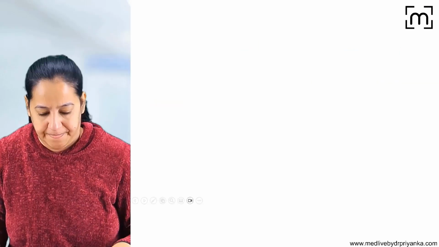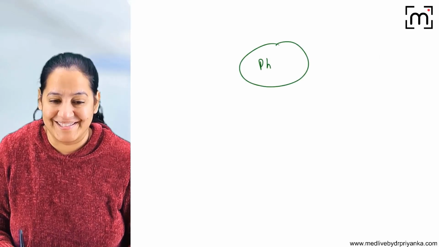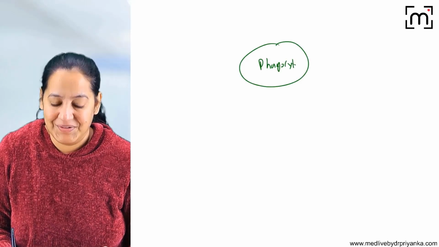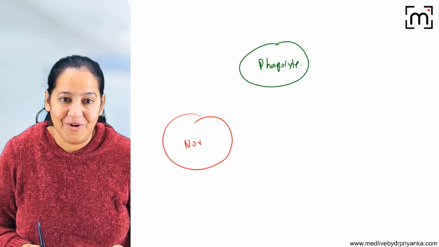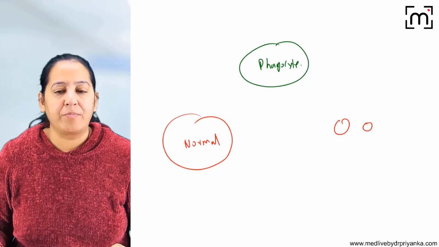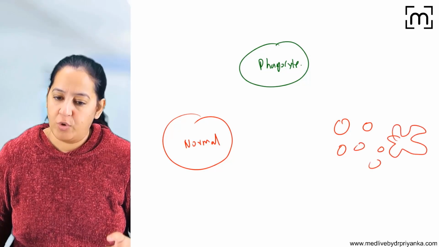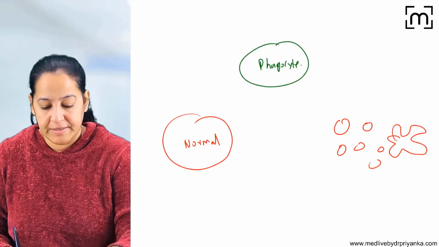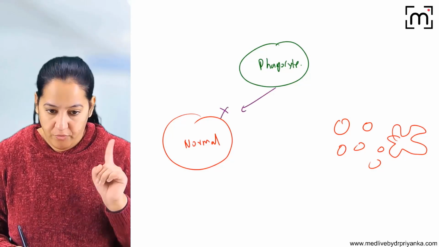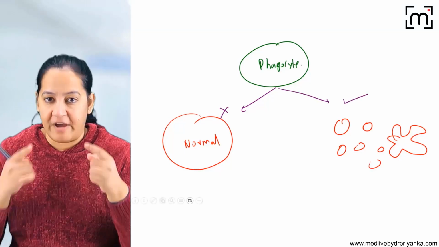Let me ask you a question. Let me see who can answer. This is a phagocyte. Now this is a normal, healthy cell. And this is an apoptotic cell, converted into apoptotic bodies or about to convert into apoptotic bodies. Now the phagocyte does not engulf the healthy cell, but the phagocyte will engulf the apoptotic cell. But the phagocyte doesn't have eyes.